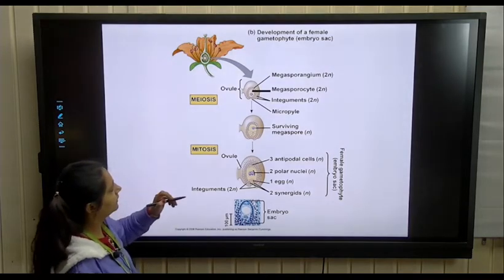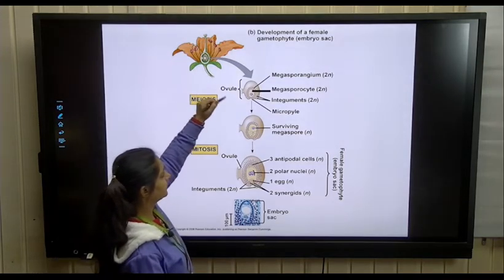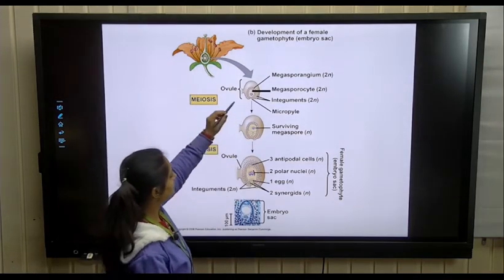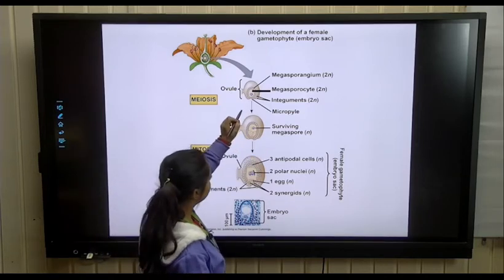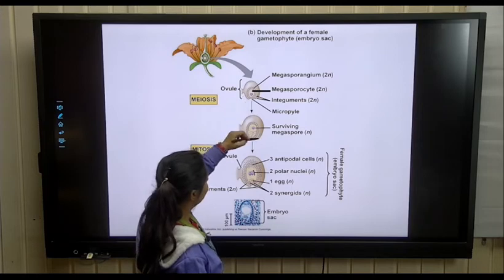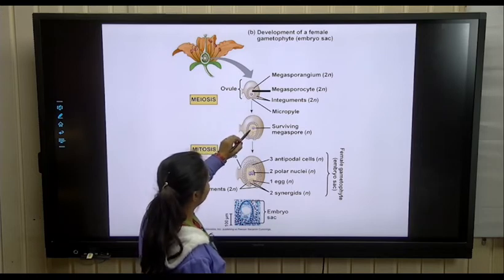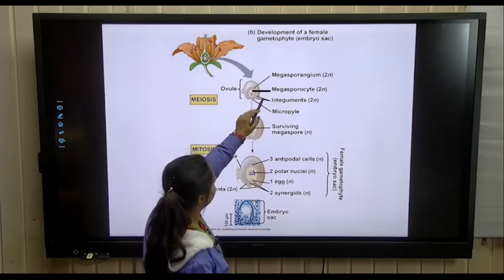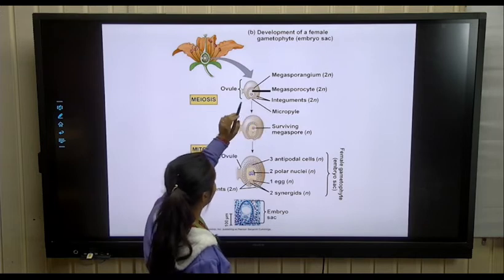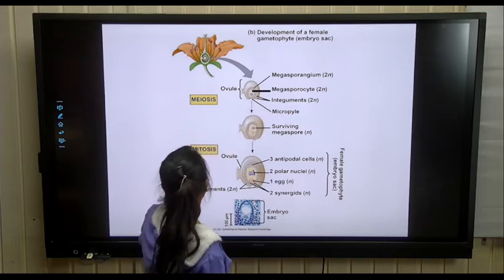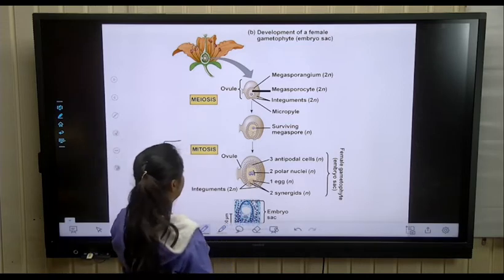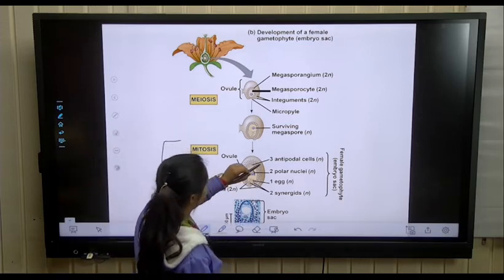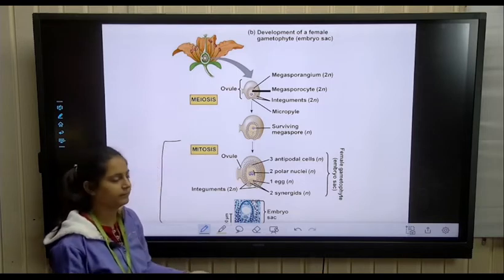So during the development of the female gametophyte, first is megasporogenesis, that is development of megaspore from archesporial initial or megaspore mother cell, that is one surviving megaspore, megasporangia, megasporocyte, integuments and micropyle. And this is megagametogenesis, that is development of embryo sac from megaspores.